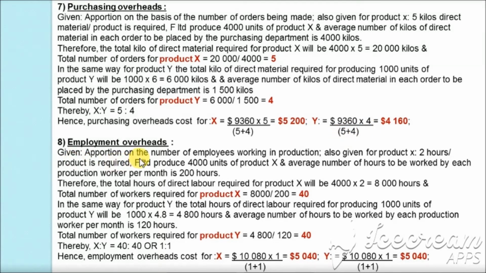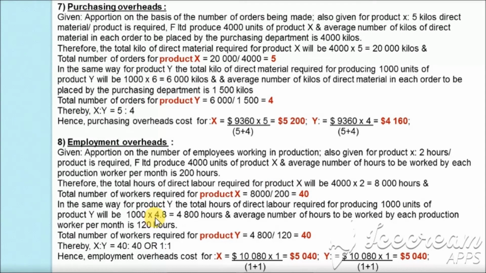The employment overheads are apportioned on the basis of employees working in the production. So for X, the total number of direct labor hours required is 8,000 hours, and each employee is working only 200 hours per month on average. So the number of employees we are going to require will be 8,000, which is the total requirement, divided by 200, and for X we get 40.